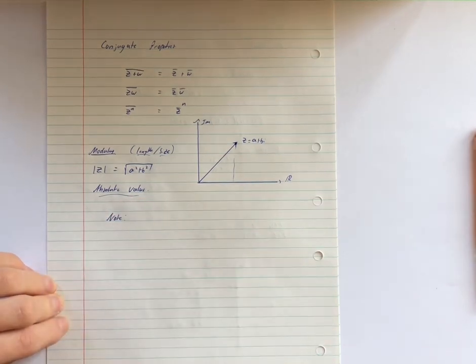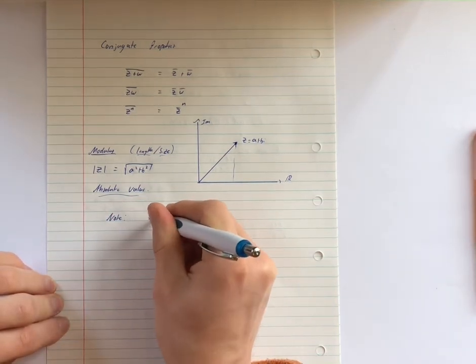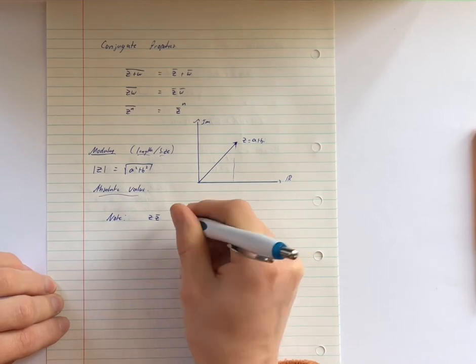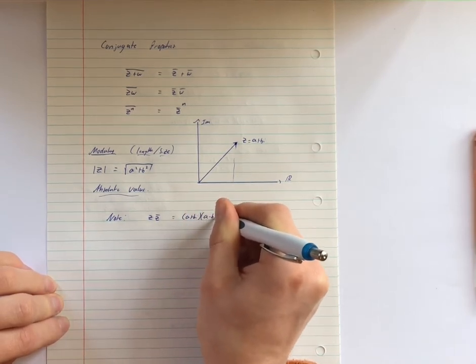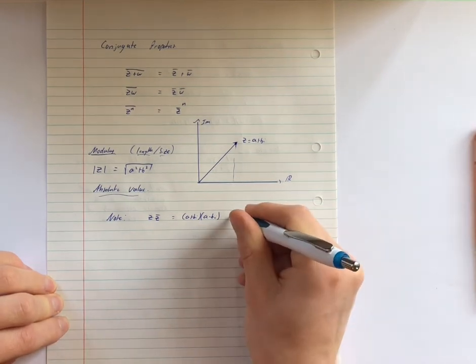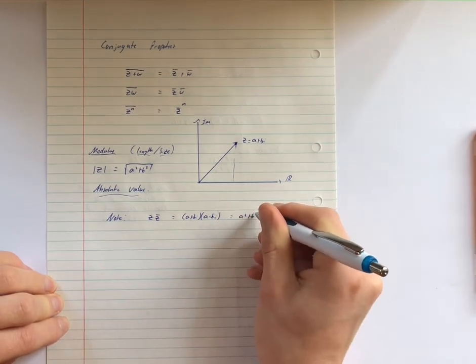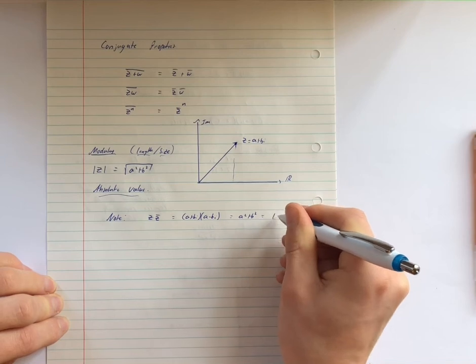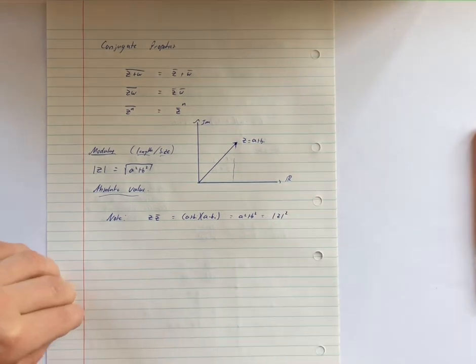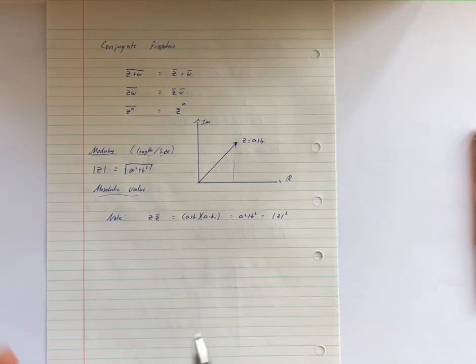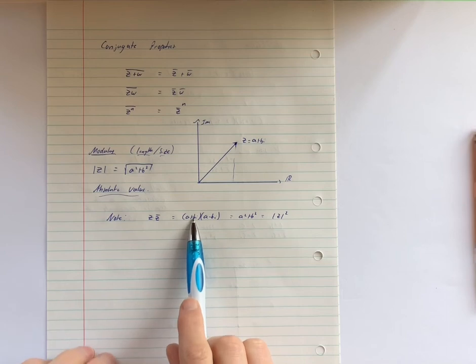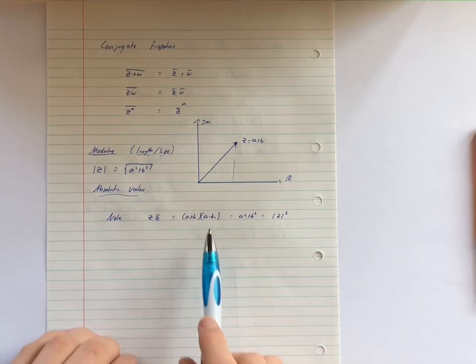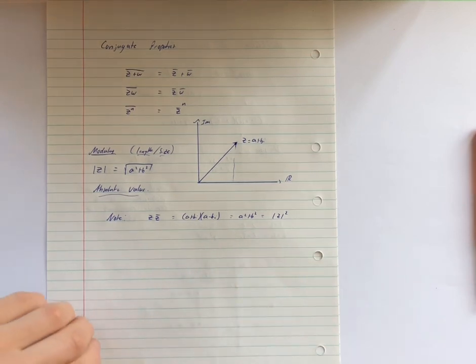Note, though, that z times its conjugate, so a plus bi times a minus bi, actually gives a squared plus b squared, which is obviously just the modulus all squared. So if you ever wanted to try and find the modulus, you can multiply by its conjugate, or vice versa. If you end up multiplying by a conjugate, you could just write that as modulus squared.